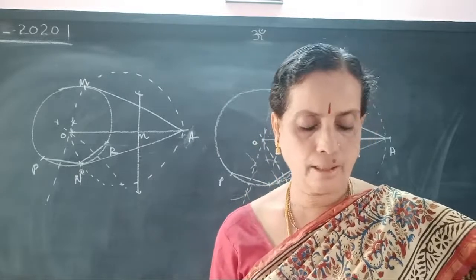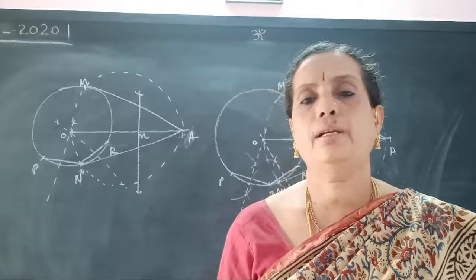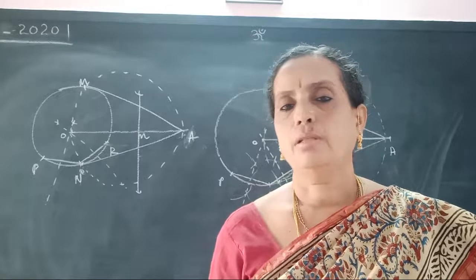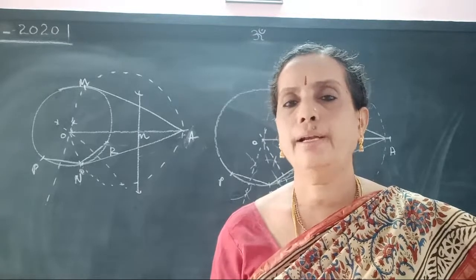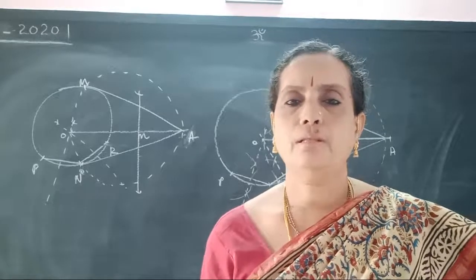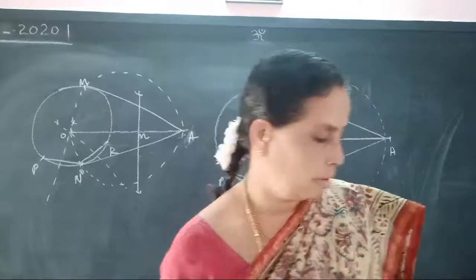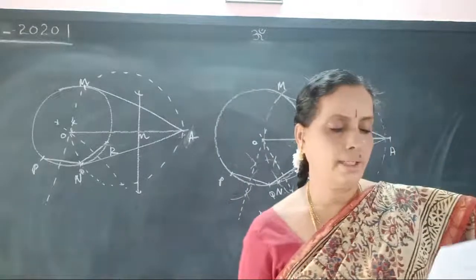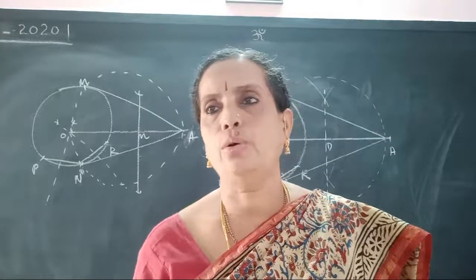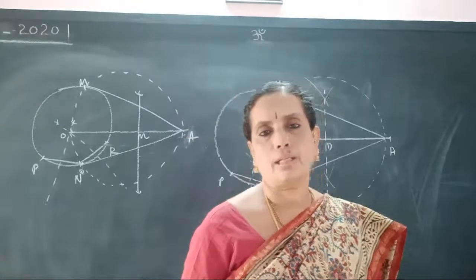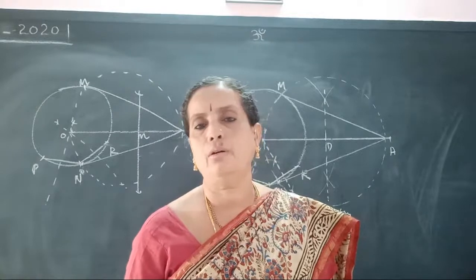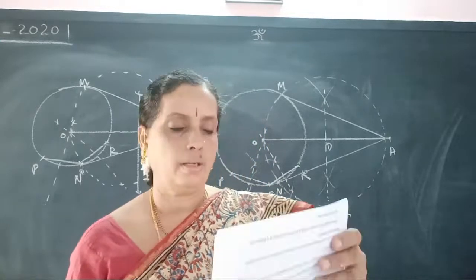Question number 10. Construct a tangent. This tangent construction is not in your textbook portion. I just added it because you may get it as a 2-mark question. Now, construct a tangent to a circle without using the center. Here also we follow one of the properties of the circle, that is, angles in the alternate segment are equal. Based on that, this question.